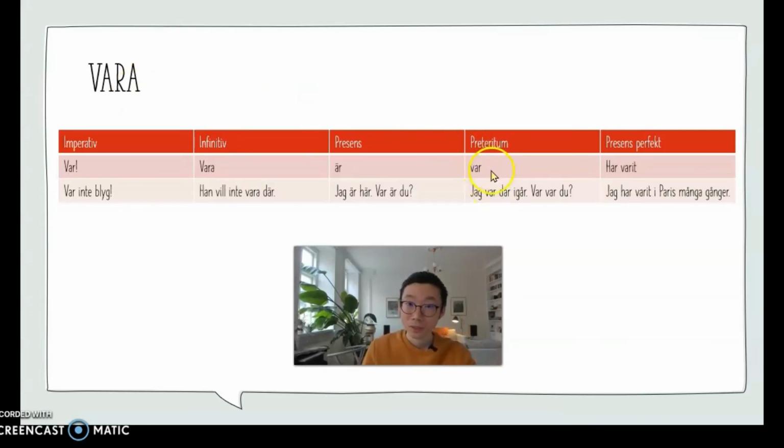Var här är preteritumform till vara. So the past tense is var. Jag var där igår. Var var du? I was there yesterday. Where were you? Så här ser du. Första var betyder where. Det andra var är were. Where were you? Var var du? Presens perfekt har varit. Have been. Jag har varit i Paris många gånger. I've been in Paris many times.